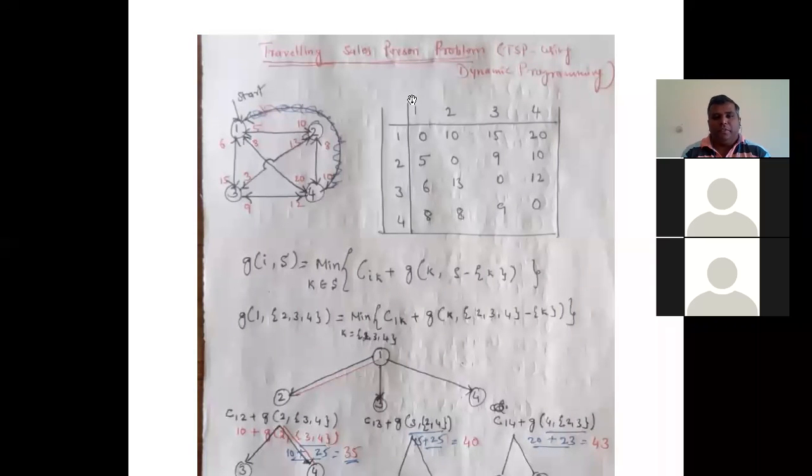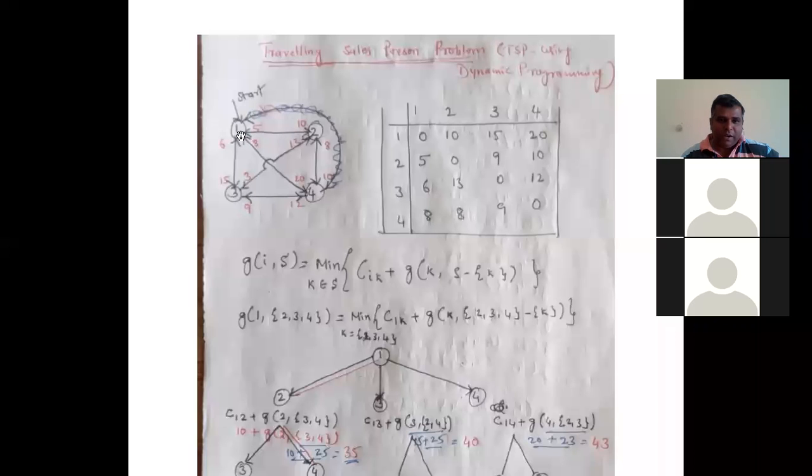So the input for this problem is a weighted connected graph. It can be a directed graph or undirected graph. It must be a weighted connected graph. So here I have taken the graph. The graph contains 4 nodes. So assume there are 4 cities, 1, 2, 3, 4. So all these cities are interconnected. So bidirectional.